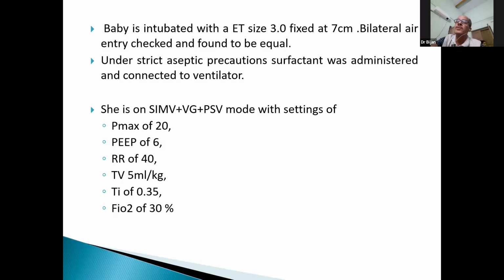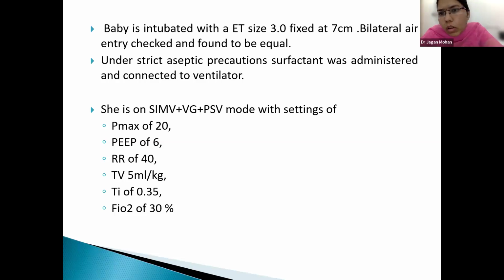Or sometimes the baby is not synchronizing. Suppose you have set a volume of 5 ml per kg body weight and the baby is tachypneic. Once the baby is tachypneic, the maximum PIP you have set will not be reached. It will touch the PEEP level. That means the algorithm of the ventilator is like that. If the patient can generate the tidal volume we have set, it will not deliver any PIP, only PEEP. In that case, what will you do? I think we have understood what I am trying to say.